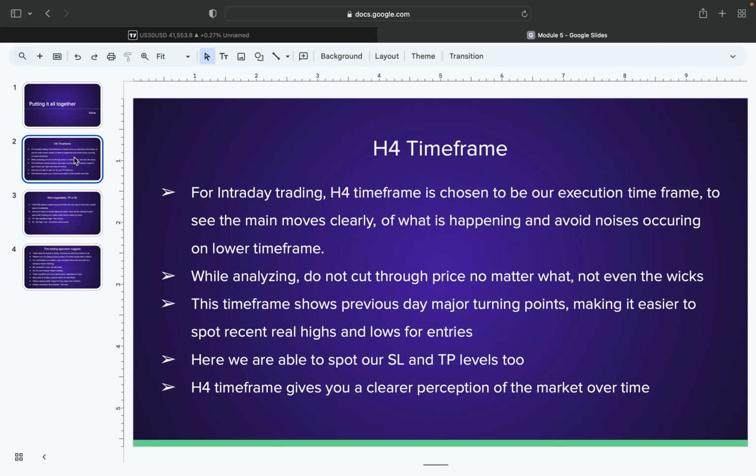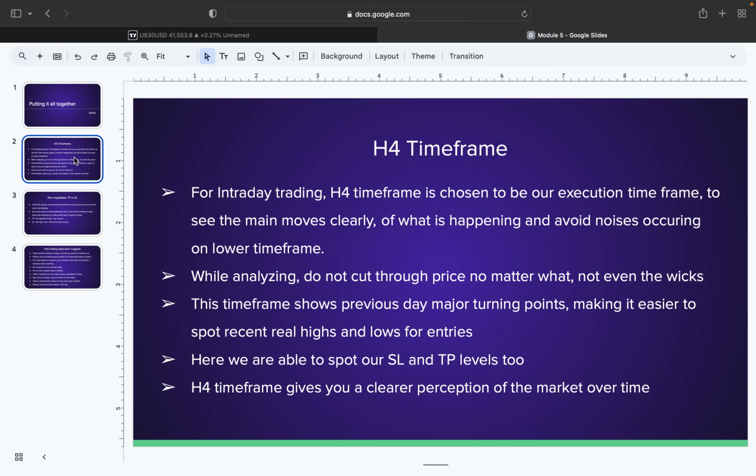So the next is analyzing. Why analyzing? At no point should you cut through price, not even the wicks. This is to make sure that your analysis is on point. Now you may want to make price look the way you have it in your brain, but no, you have to trade the market for what it is doing and not what you want it to do. So as long as the pattern or channel you're seeing looks exactly like it and price is doing that, you can execute, but do not cut through price, not even the wick.